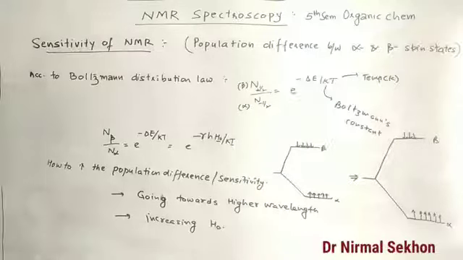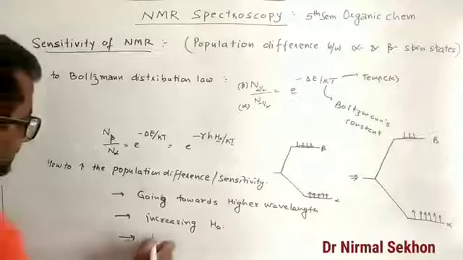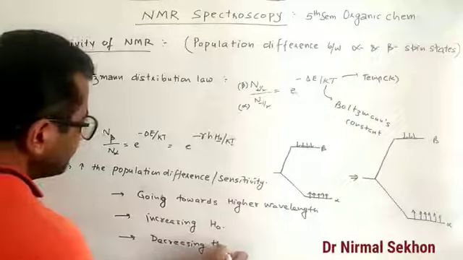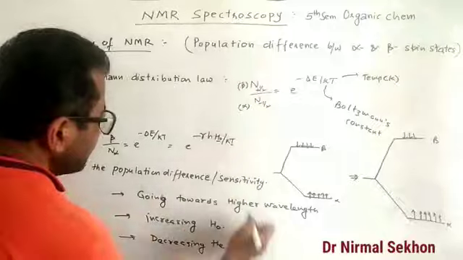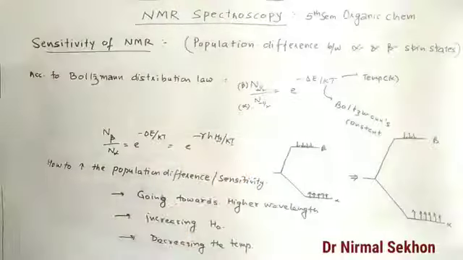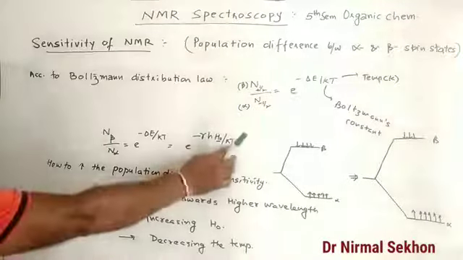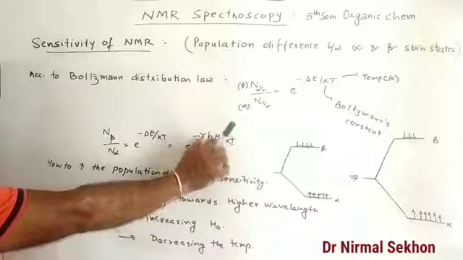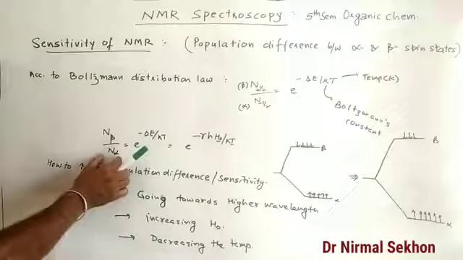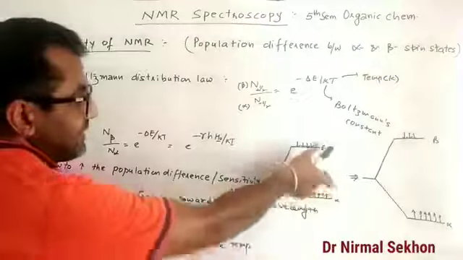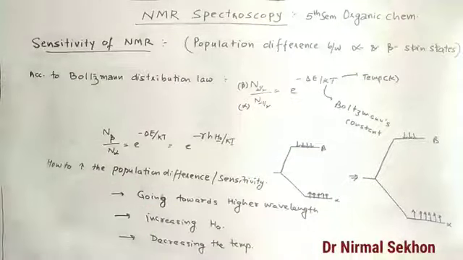Third is decreasing the temperature. When we decrease the temperature, this term decreases, then overall the term will increase. The negative sign increases, so this will increase. Similarly, delta E: when we increase the external magnetic field, the difference between alpha and beta state will increase.